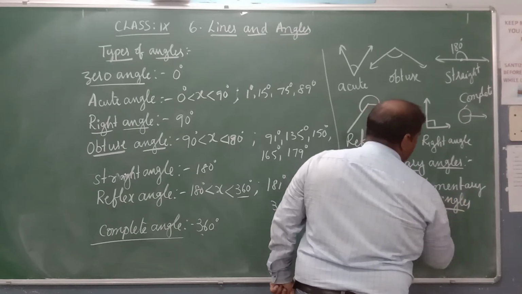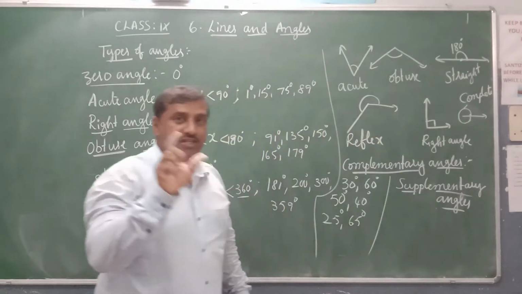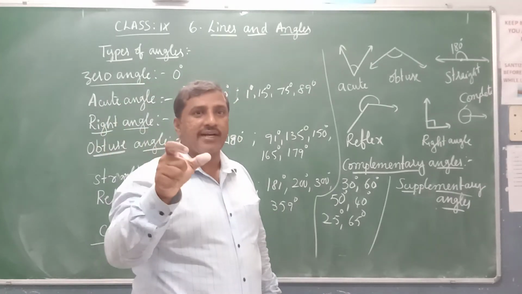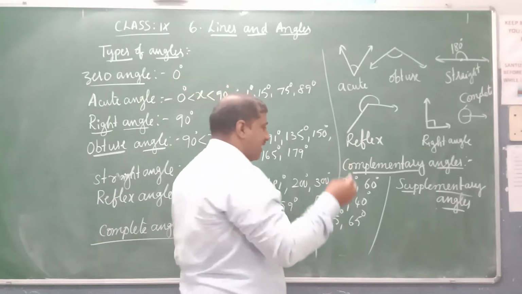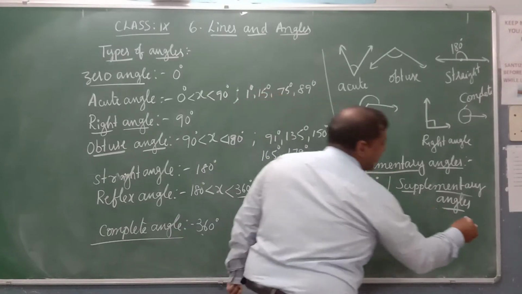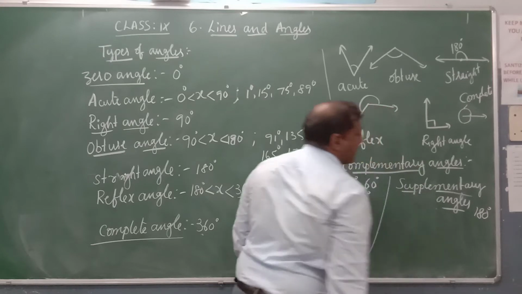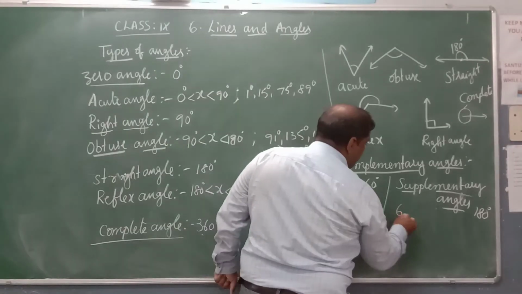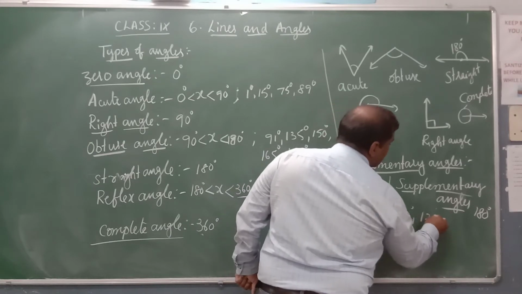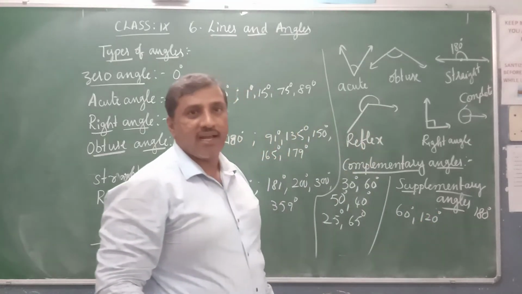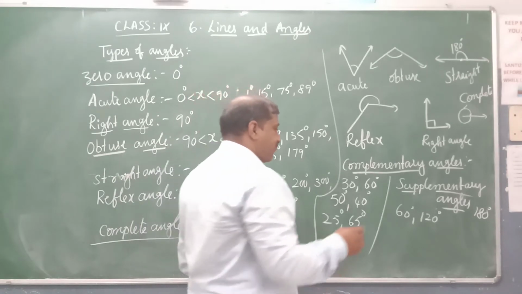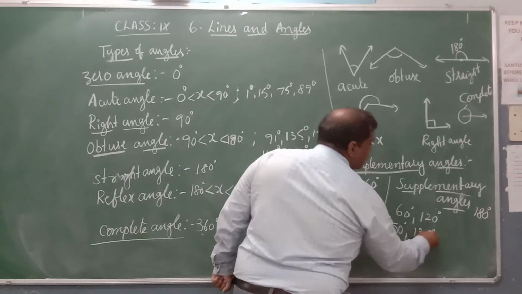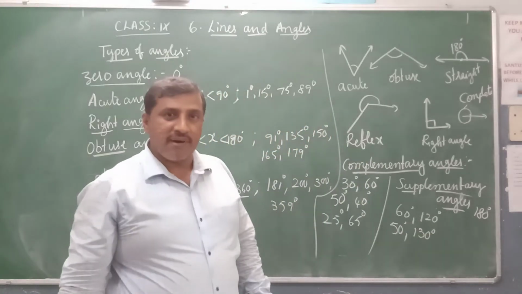Again, these angles are also a pair of angles, which means two angles whose sum is 180 degrees. Such angles are known as, their sum should be equal to how much? 180 degrees. Such angles are known as supplementary angles. Yes, 60 degrees, 120 degrees. Their sum, 60 plus 120, is 180 degrees. 50 degrees, 130 degrees. This pair will also form a pair of supplementary angles.